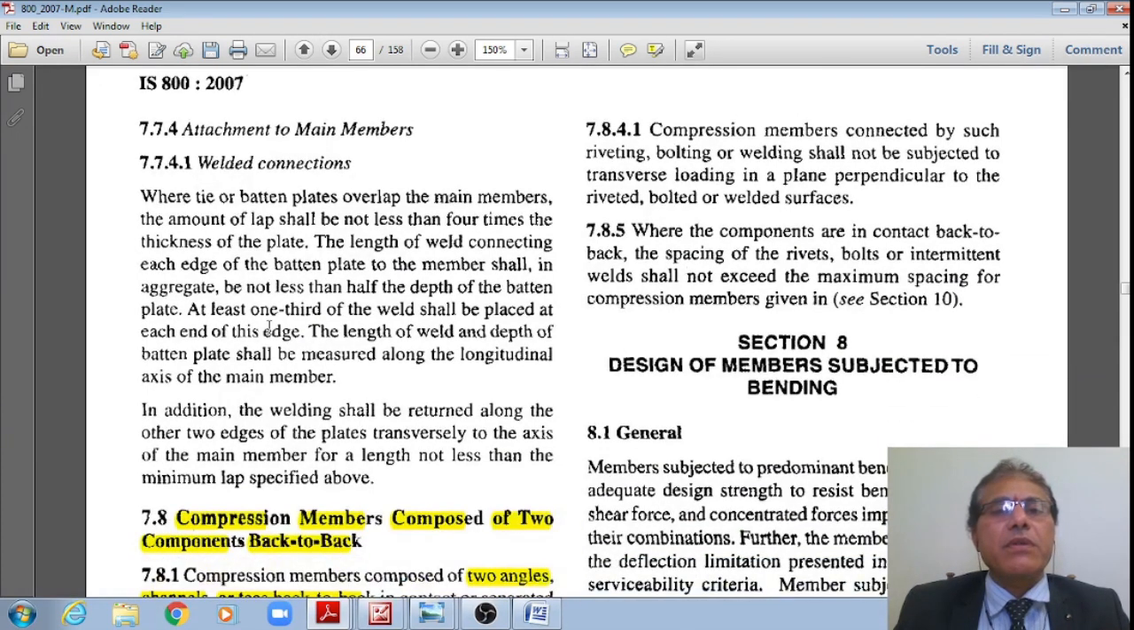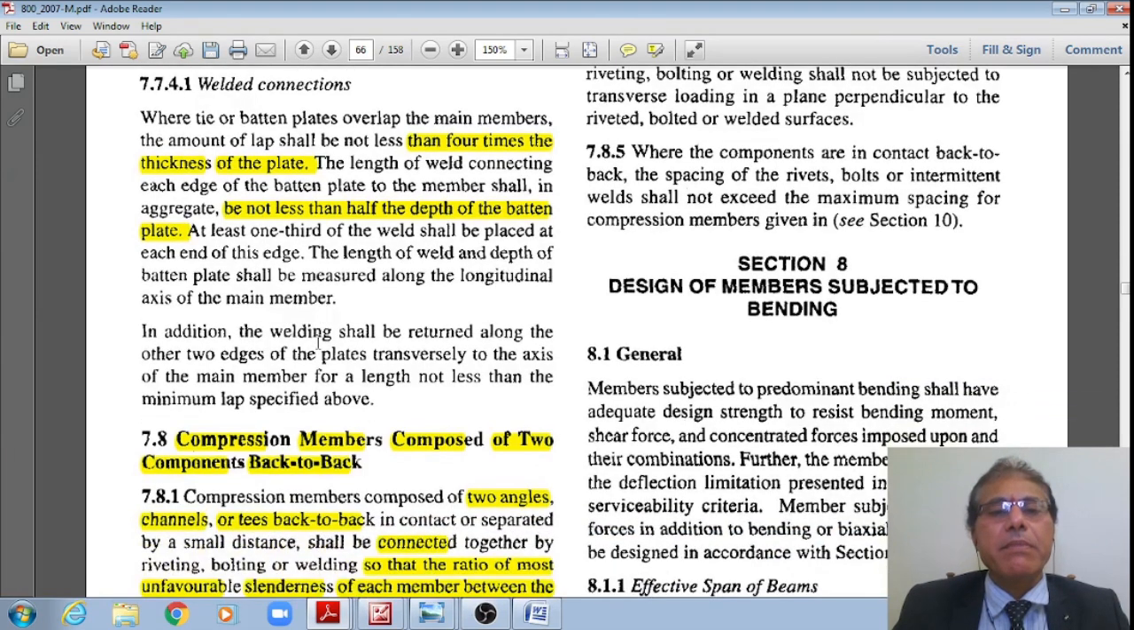Now coming to the welded connections where the tie or batten plates overlap the main members, the amount of the lap shall not be less than 4 times the thickness of the plate. The length of the weld connecting each end of the batten plate to the member in aggregate shall not be less than half the depth of the batten plate. This is important. And at least 1/3 of the weld shall be placed at each end of the edge. The length of the weld and depth of the batten plate shall be measured along the longitudinal axis of the main member.